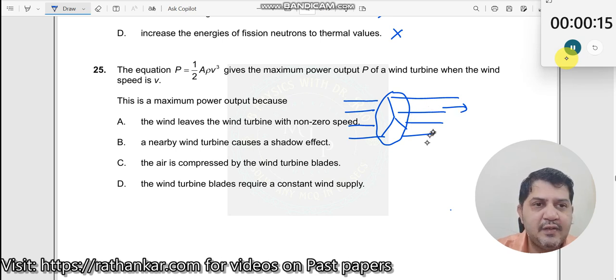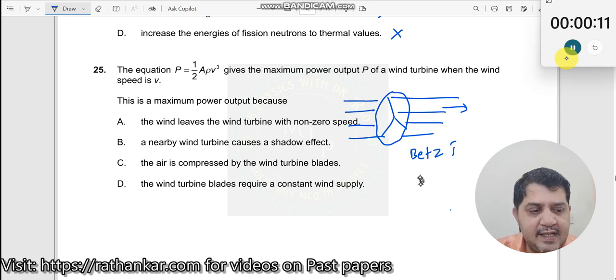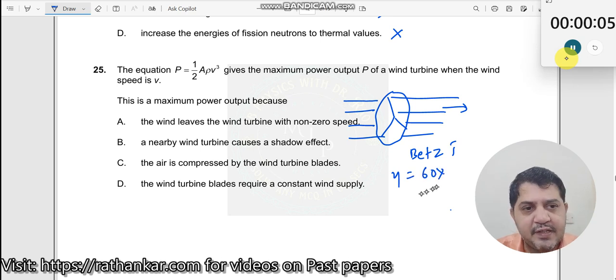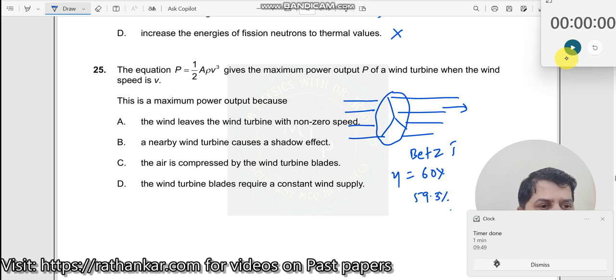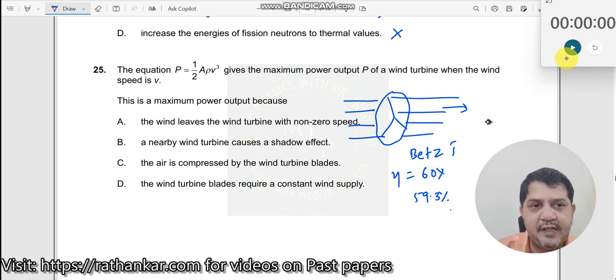And it is observed that there is a rule by the name Betz law, which says that the efficiency of the wind turbine is seen to be around 60%. Precisely speaking, it is 59.3%, which means only a part of the wind has been used. The rest of it is not used, and is made to move out from the wind turbine. Okay, so thus the answer is A over here.